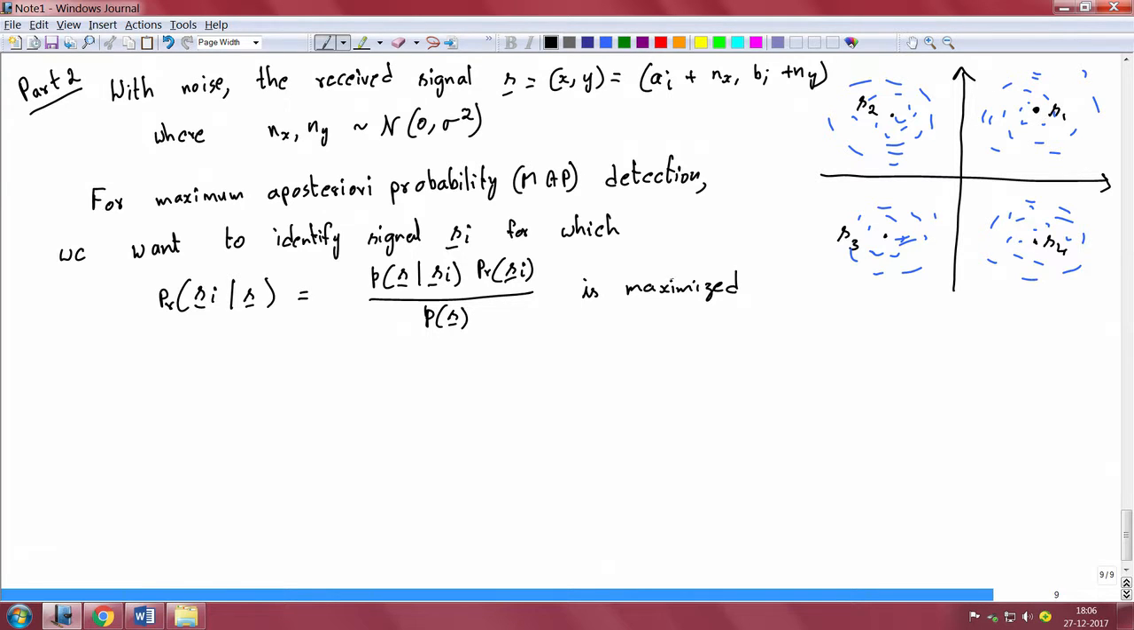So, what it essentially means is we have received a signal S and we want to maximize this a posteriori probability for different choices of i, and see which signal maximizes it. That signal is the decision that we will make. So, that is the optimal decision. Because the denominator is the same for all i's, we want to maximize the probability of S given Si times the probability of Si.